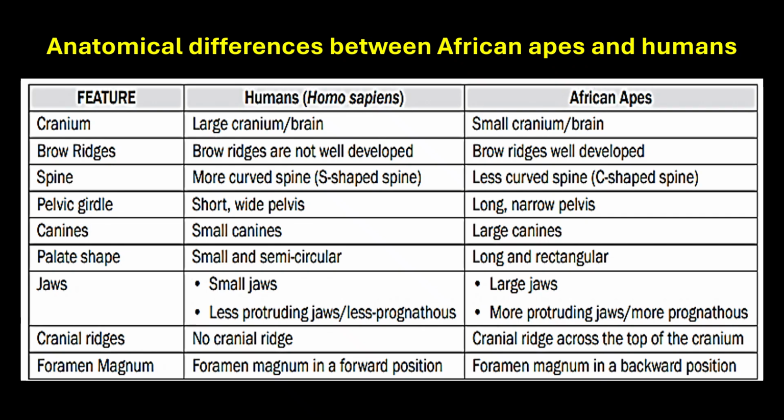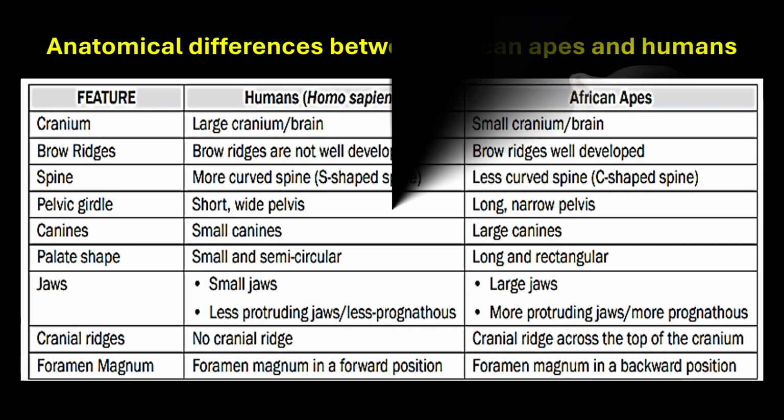For humans, the foramen magnum is forward in position. Don't say centralized, okay? We say it is forward. And for African apes, it is backward. So you have to memorize. Anytime they say state the differences, you just have to draw a table. When you draw a table, you get a mark, which is very, very important.